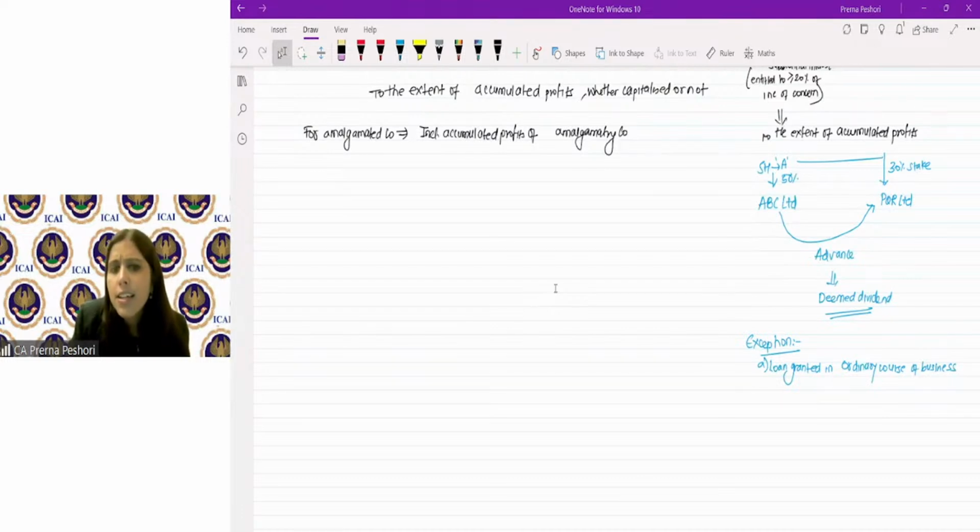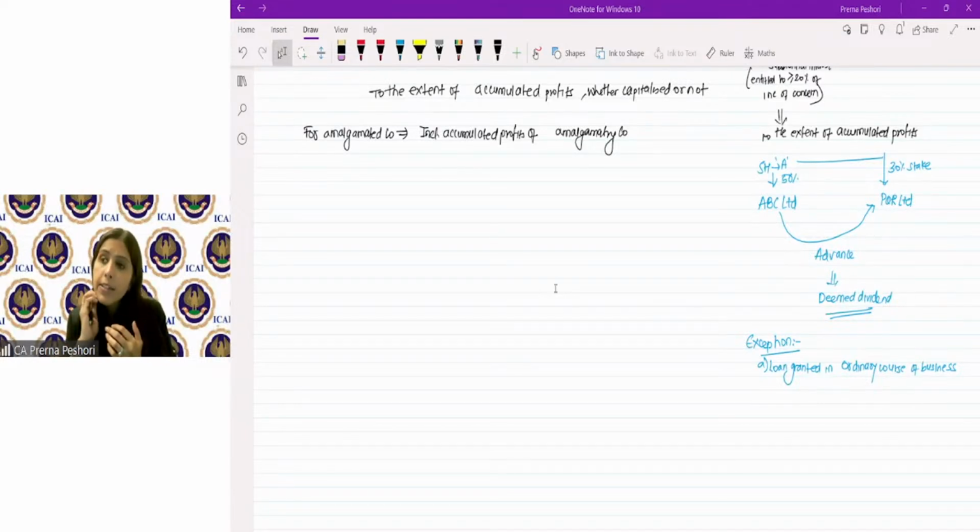Now, what do we understand by the loan granted in the ordinary course of business? So, ordinary course of business meaning that, let's say, for example, my business only is to do the advancing of loans. Then it will not be considered as deemed dividend. Where my substantial part of the business is to just lend the money, then this will be considered as in the ordinary course of business.